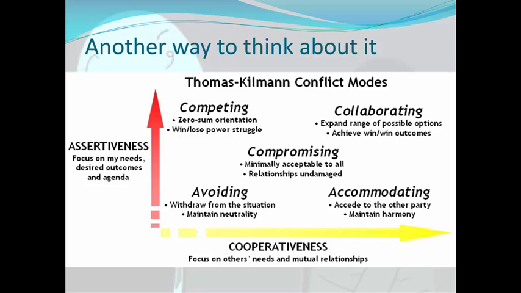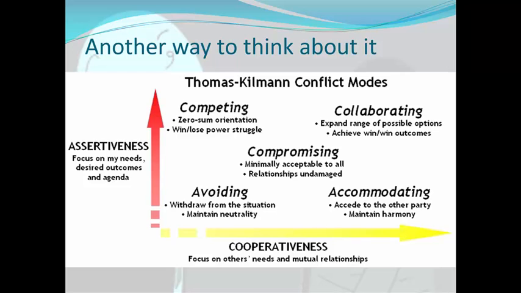So another way to think about this, another series of terms to use, and we can see here that these are gauged on a term of assertiveness, which is I'm focusing on my needs, my desired outcome, and my agenda, and then also cooperativeness. All right, so the more you're cooperative is further down here, the more you're assertive is further up here. So these are 3 different types of conflict modes. So competing, zero-sum orientation means no one's going to win, right? Or it's an all or nothing, basically. I'm going to win, you're going to lose, or vice versa. Avoiding, totally withdrawing from the situation. Accommodating, this is that loyalty piece of like, okay, I just want to maintain harmony, so whatever you want, we can do.